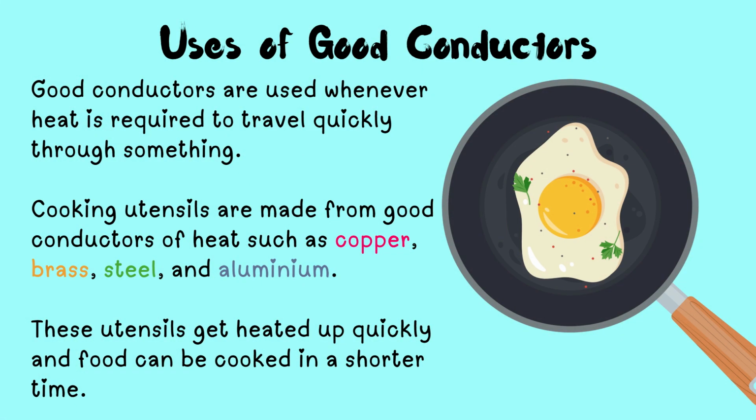Uses of good conductors. Good conductors are used whenever heat is required to travel quickly through something. Cooking utensils are made from good conductors of heat, such as copper, brass, steel, and aluminum. These utensils get heated up quickly and food can be cooked in a shorter time.